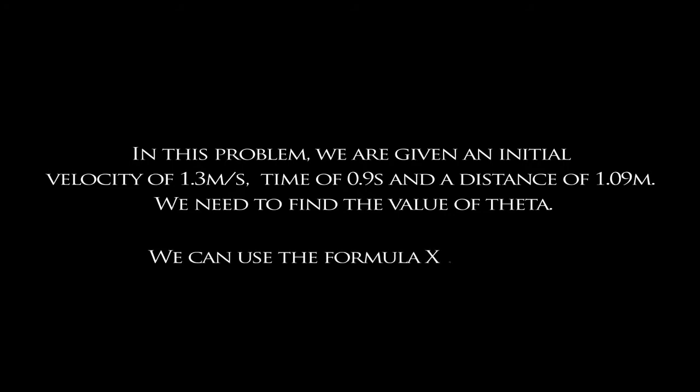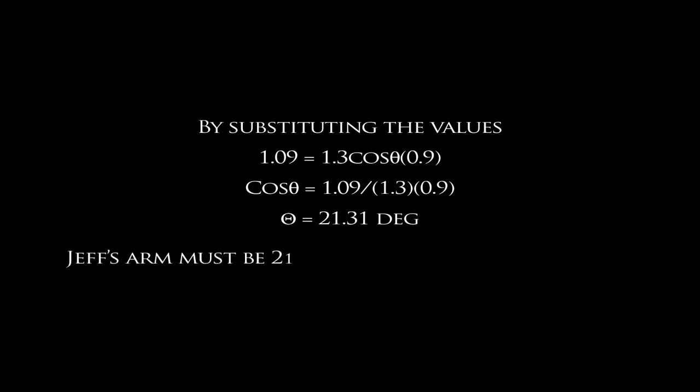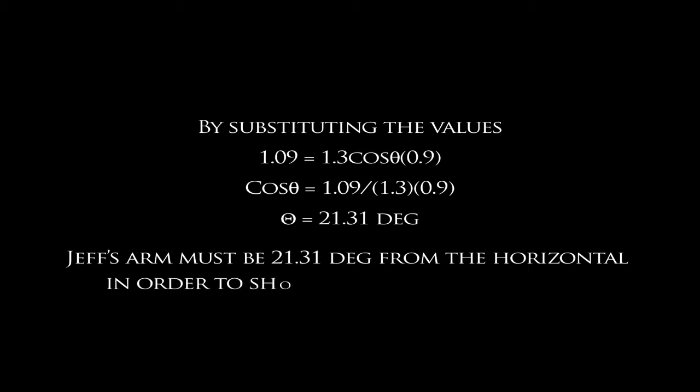In this problem, we are given an initial velocity of 1.3 meters per second, time of 0.9 seconds, and distance of 1.09 meters. We need to find the value of theta. We can use the formula x equals V0 cosine theta t. By substituting the values, Jeff's arm must be 21.31 degrees from the horizontal in order to shoot the ball inside the cup.